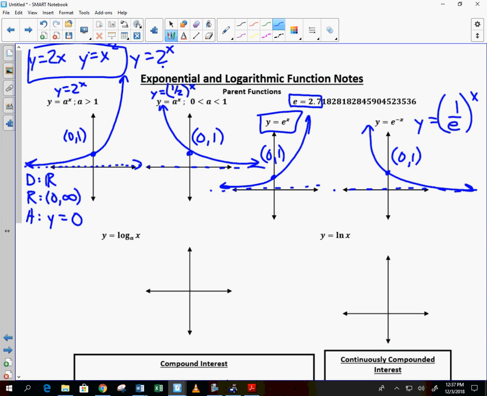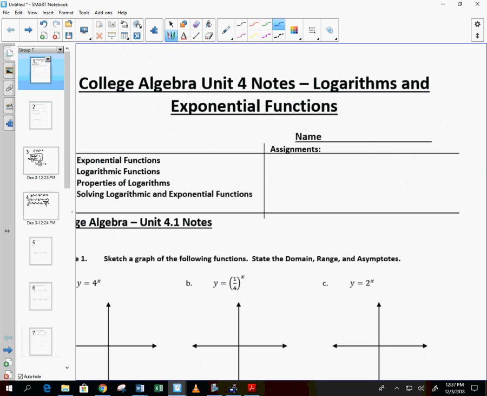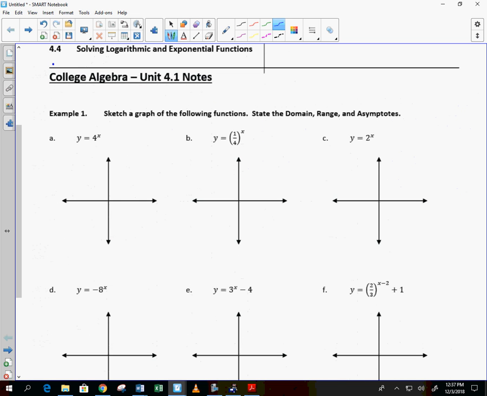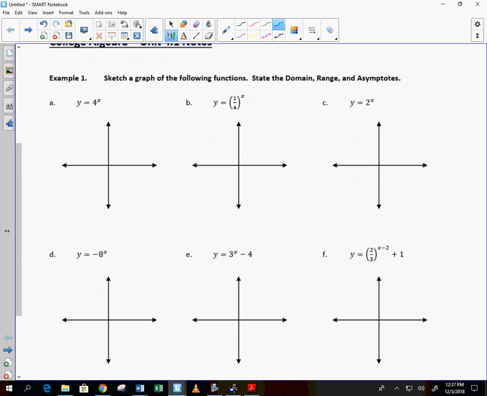Okay, flip all the way to the front of your notes. These are our 4 sections that we're covering. We start with exponential functions. Sketch a graph of the following. State the domain, the range, and the asymptotes. We're also going to state 1 point on the graph. 4 to the x. 4 is bigger than 1, so it starts down and it finishes up. Anybody remember that special point that it went through? 0, 1.